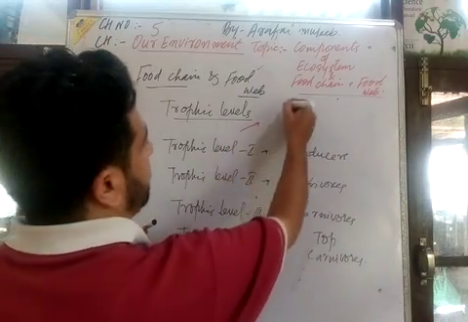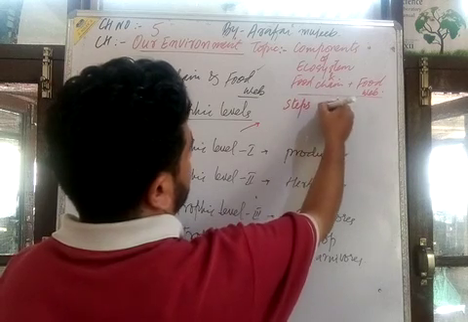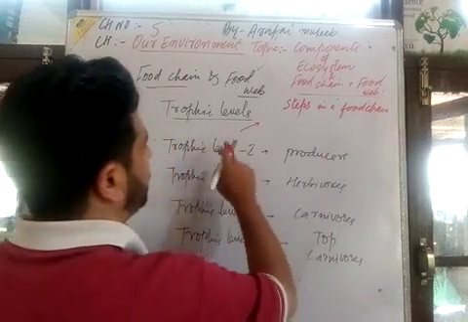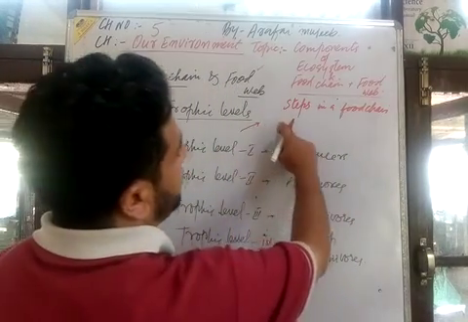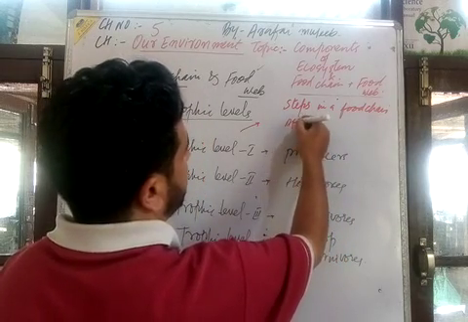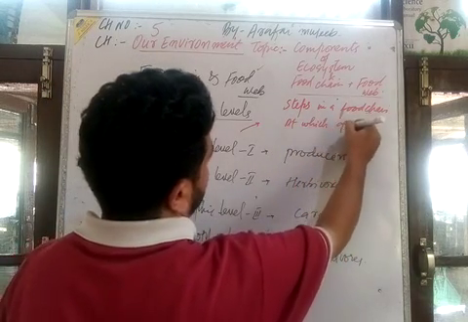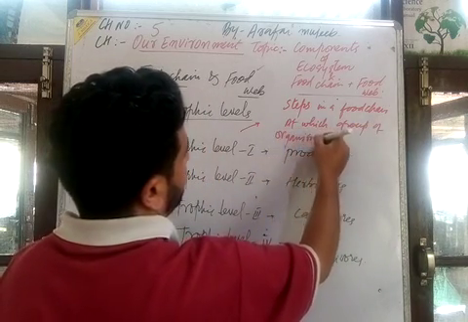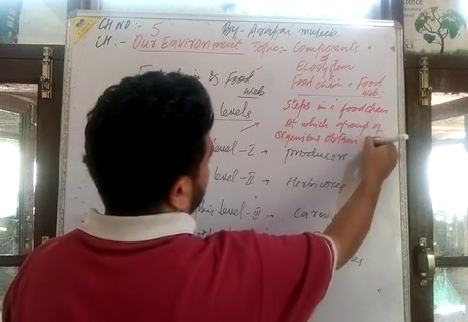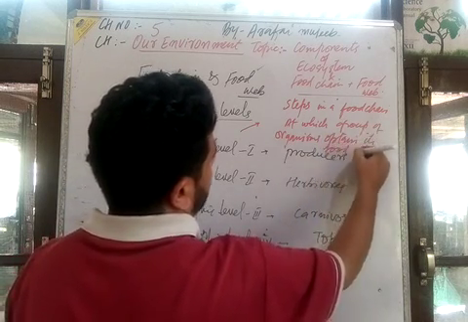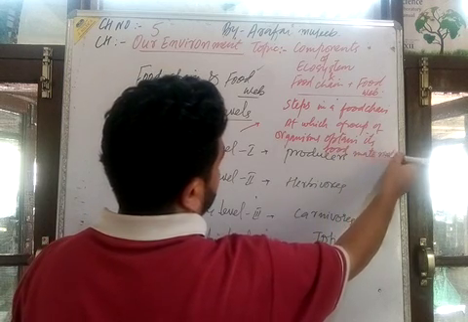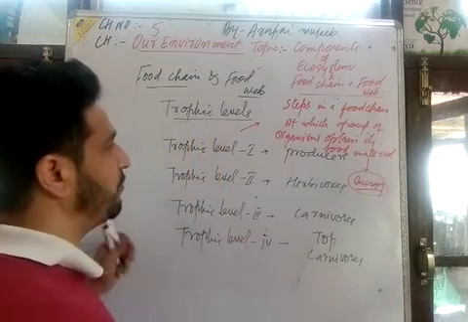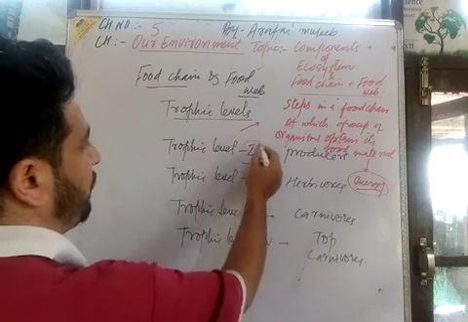These trophic levels are the steps in a food chain at which a group of organisms obtain their food material. And what does food material give us? Food material gives us energy, and energy is utilized for different metabolic activities. These are the separate trophic levels.